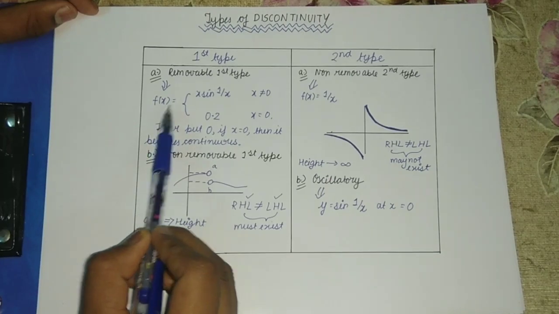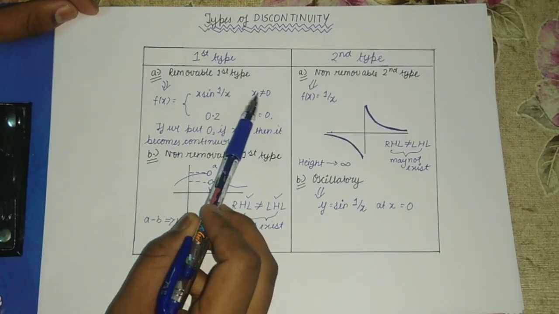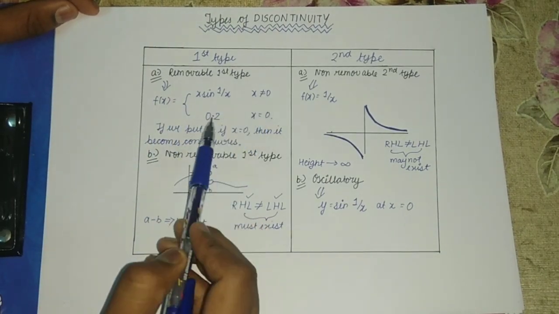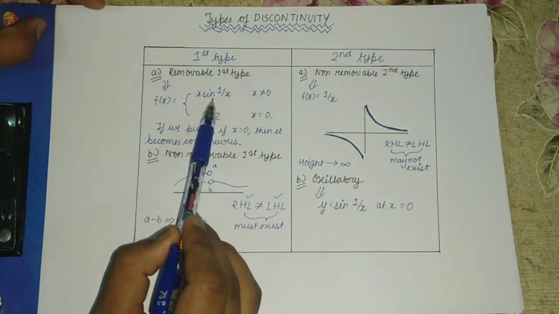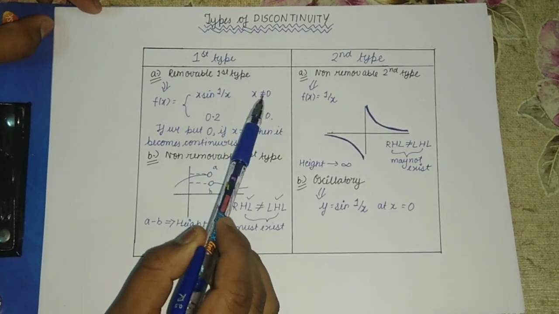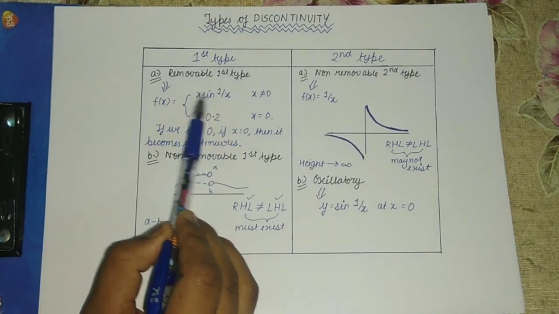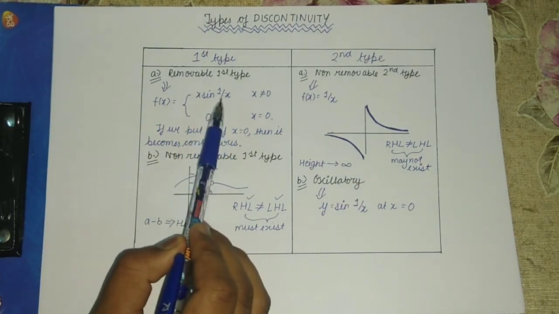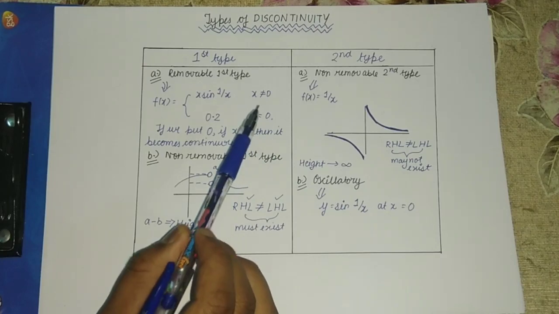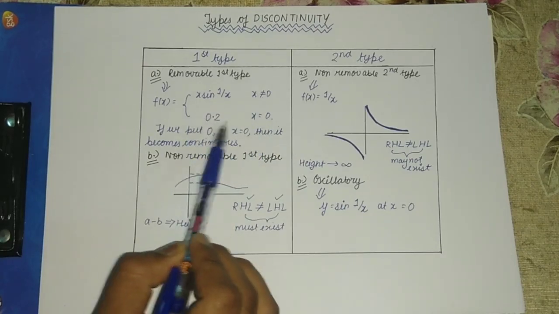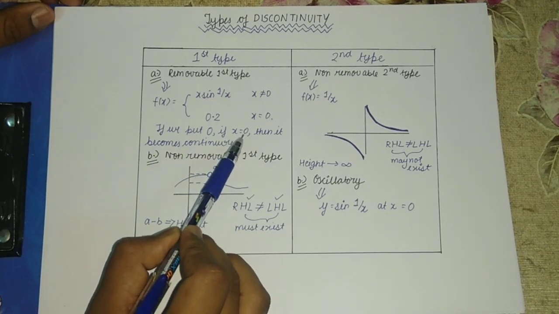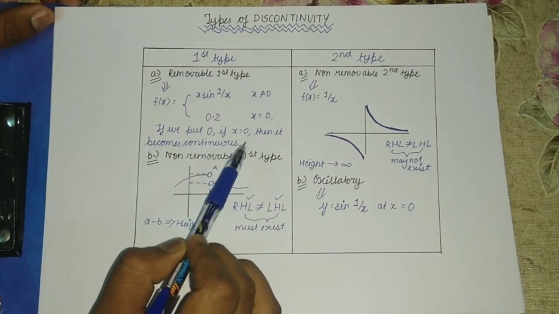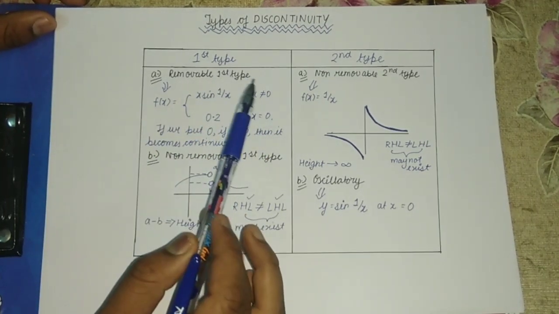Supposing that f(x) is equal to x sine 1 by x when x is not equal to 0, and it is equal to 0.2 when x equal to 0. We know that the left hand limit and the right hand limit at x equal to 0 for x sine 1 by x is equal to 0, but the value of the function at x equal to 0 is said to be 0.2. So if we put for x equal to 0 the value as 0, then it becomes continuous. So this is known as the removable first type.